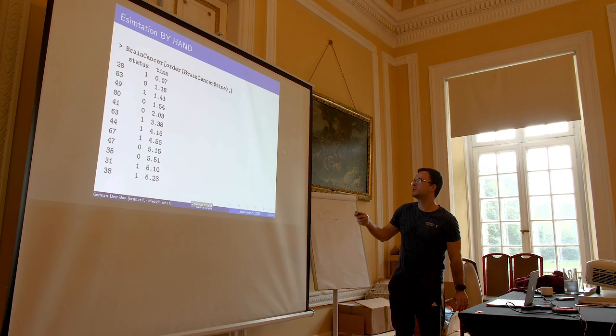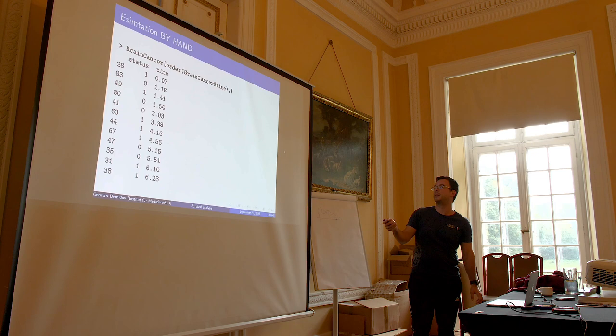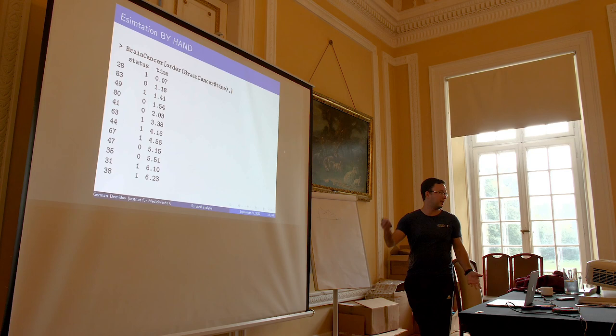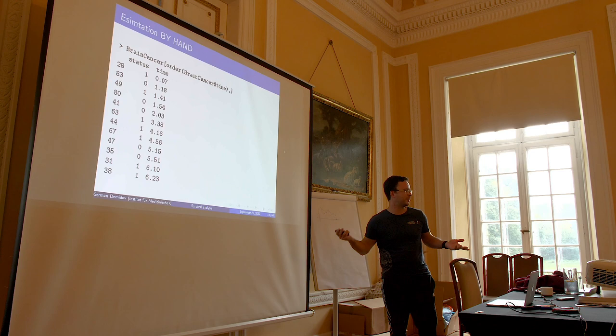So we look: death time one is here, 0.07. Death time 2 is 1.41. These are lost in the middle. Death time 3 is 3.38. Death time 4, death time 5. Then again, two patients got censored in the middle. We don't include them in calculations at the next step. That's why the numbers are decreasing in this way, because these patients were lost to follow-up.